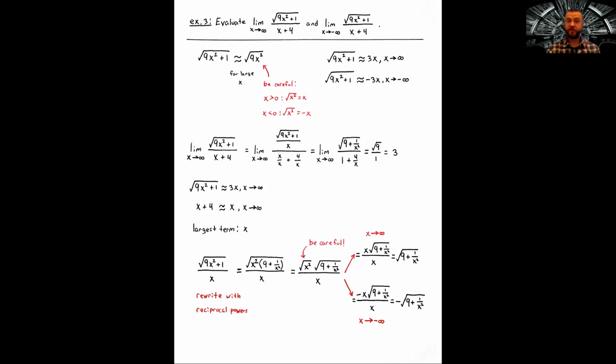All right, when you're ready, let's take a look at the second example. The only difference occurs right at the end there where the arrows split the simplification. We're going to take the bottom path, the lower path, giving us that negative square root of 9 plus 1 over x squared. All right, let's go through the second part.